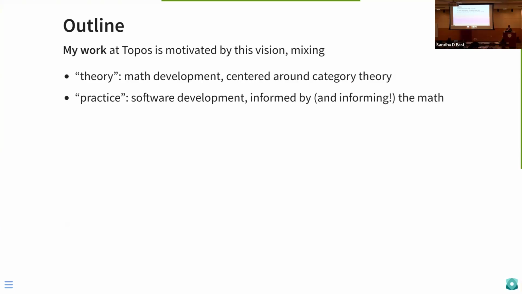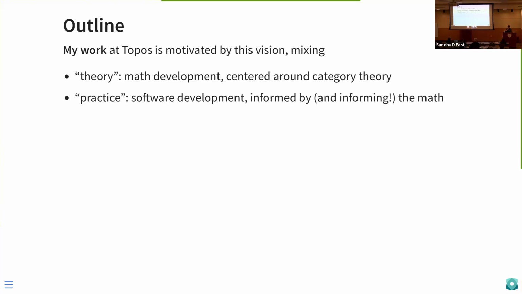My work at Topos has been broadly motivated by this sort of thing, and it tends to mix mathematics, particularly mathematics involving category theory and adjacent fields like logic and type theory, with software development.